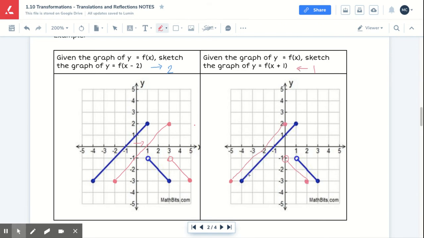All right, welcome back. So this one you should have stated it's going to move 1 unit to the left because inside the parentheses it says x plus 1. So that is to the left 1 unit. So then we take each of the points from the original function and move them to the left 1 unit, and we end up with a graph that looks exactly the same shape, exactly the same size. It's just shifted in location.